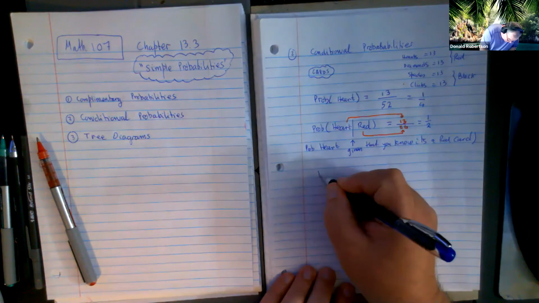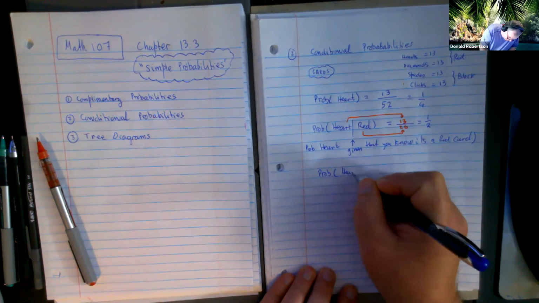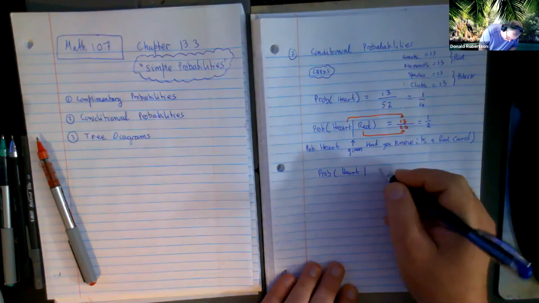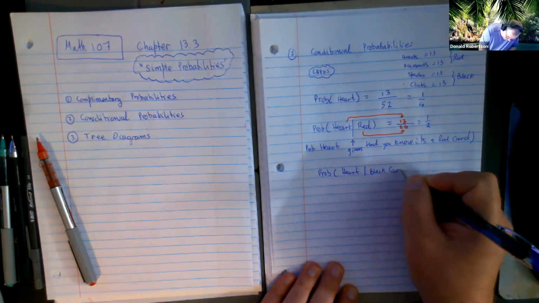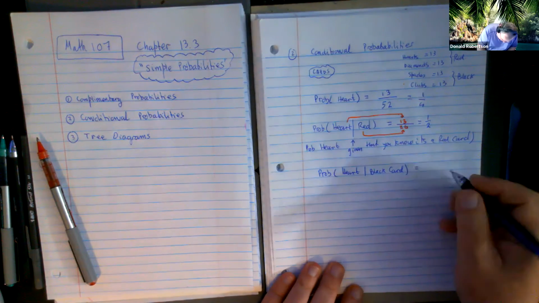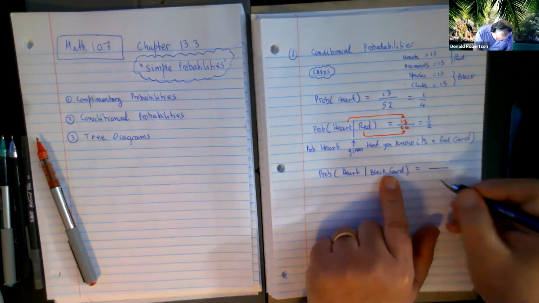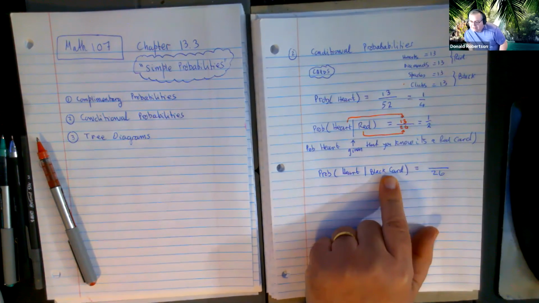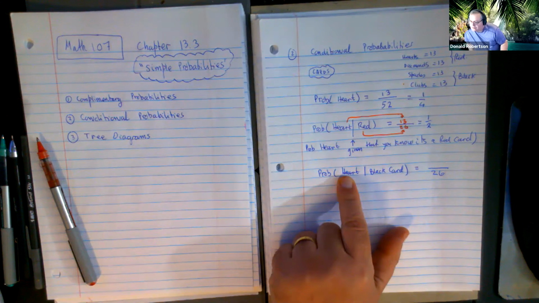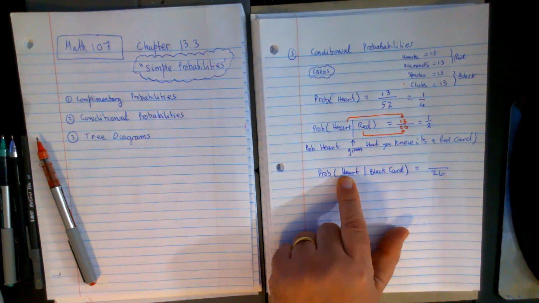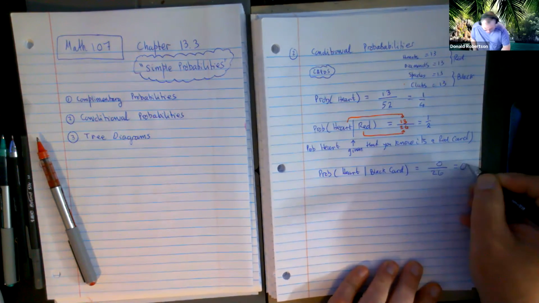What's the probability that you get a heart given that it was a black card? Now, this is a silly answer, but it's important that we understand how we do this. There are 26 black cards. Of those 26 black cards, how many, if any, of them are hearts? 0. So the probability of that happening is a big fat 0.